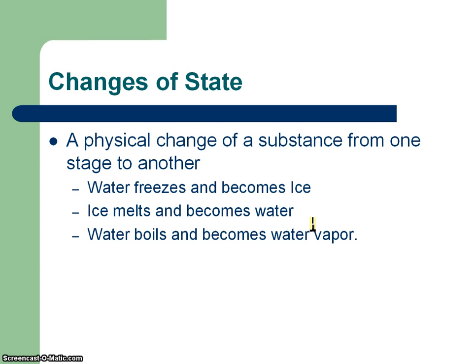Now, when you change state from solid to liquid, it's a physical change. Water freezes and becomes ice. Ice melts and becomes water. And water boils and becomes vapor, or water vapor. Now, freezing, melting, and boiling are three of the more common types of changes of state, but there are countless other ways that it can be done.